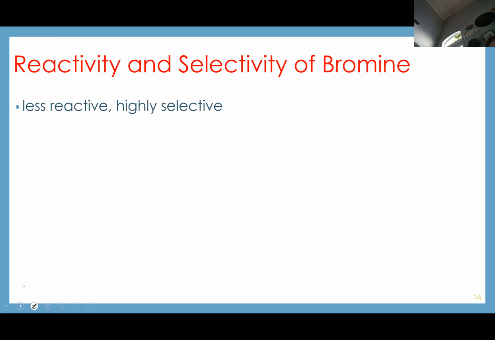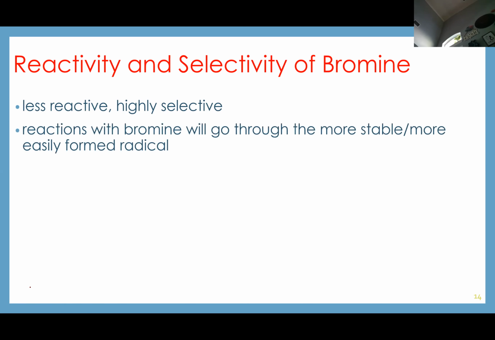Now, bromine is much more selective. Bromine maybe had to fast overnight, but they had their doctor's appointment at 8 a.m. and now it's just time for breakfast. They might be a little more selective about what they eat. So reactions with bromine will go through the more stable, or more easily formed, radical. It must have heat and light. Because it's less reactive, it has to have a lot in order to force it.